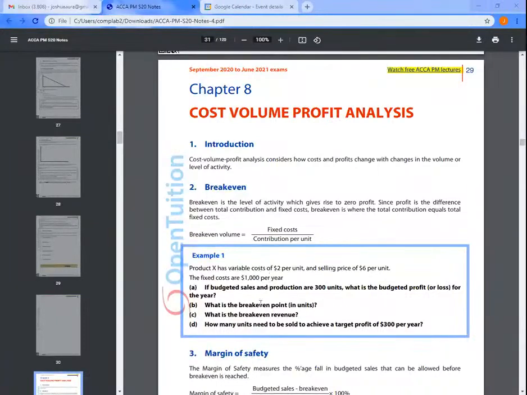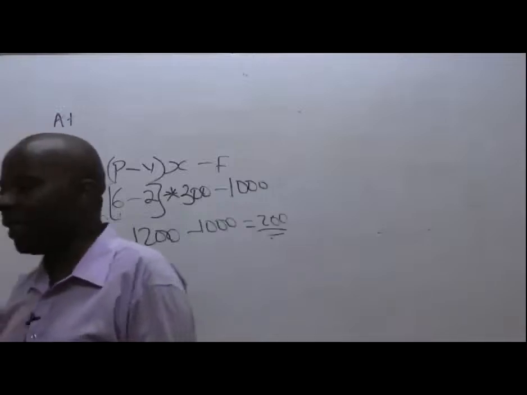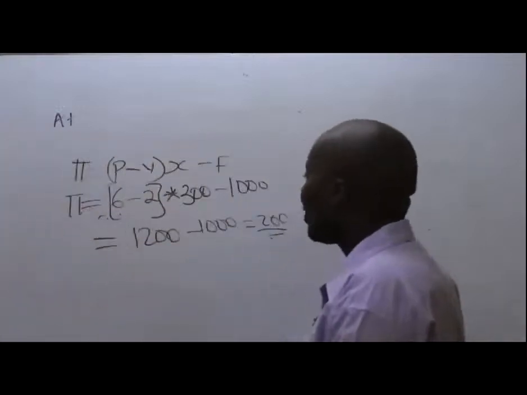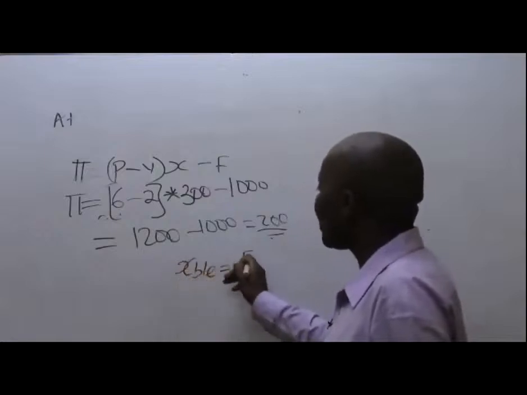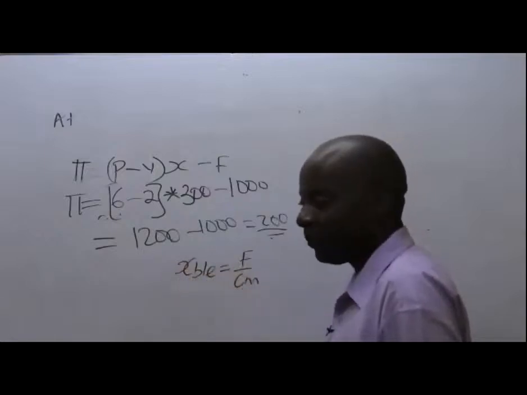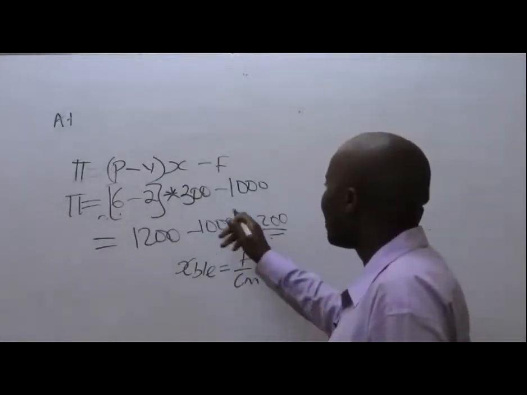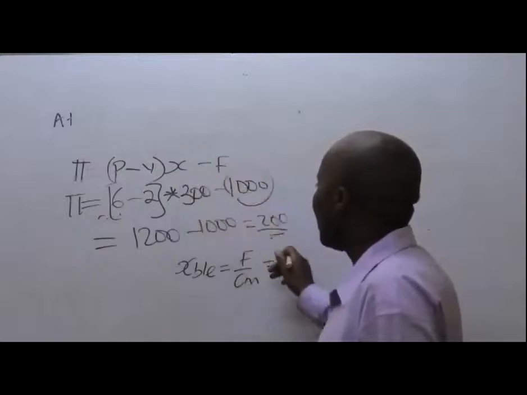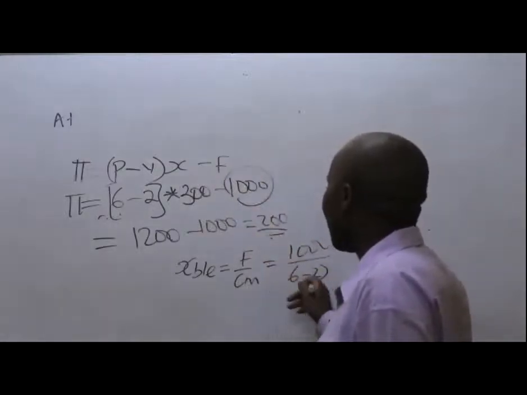Now look at part B. Part B, they want us to give them the break-even point in units. So how do we get the break-even point in units? Very simple. To get the break-even point in units, XBE, we normally take fixed cost over contribution margin. The fixed cost that we have here is 1,000. Contribution margin is 6 minus 2.